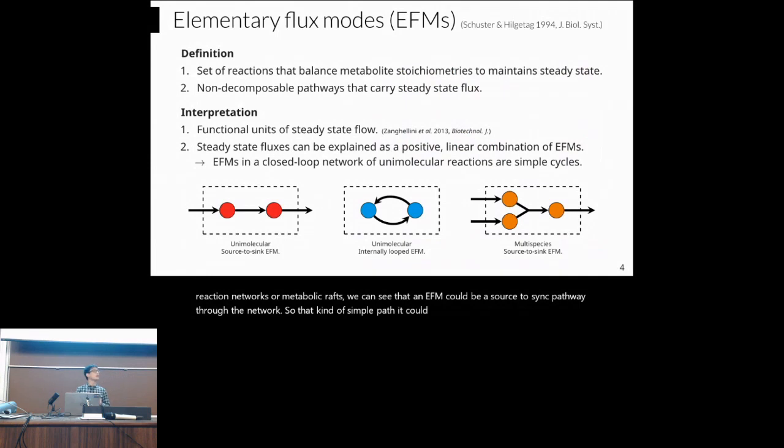It could be a simple cycle within sets of internal metabolites. And of course, if we have multi-species reactions, then that idea of source to sink flow or internal simple cycle can extend to account for possibly multiple inputs, outputs, or branching reactions to maintain that cyclic flow. And so what's nice about EFMs is for any set of steady-state fluxes we observe in a network, we can always represent those as some positive linear combination of their EFMs.